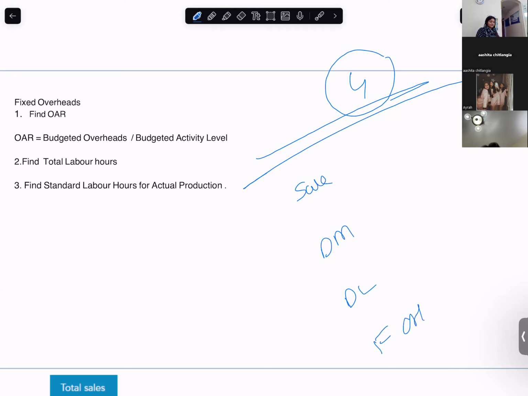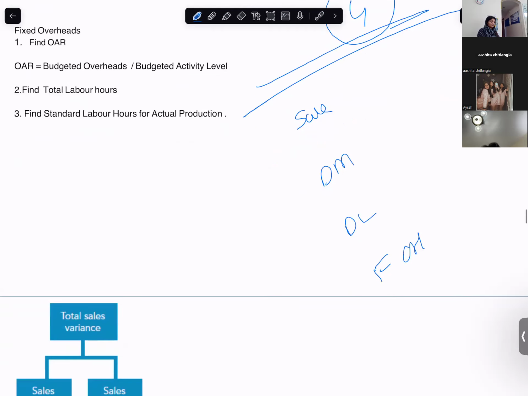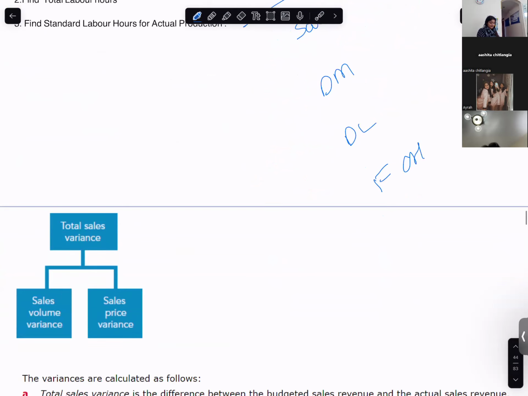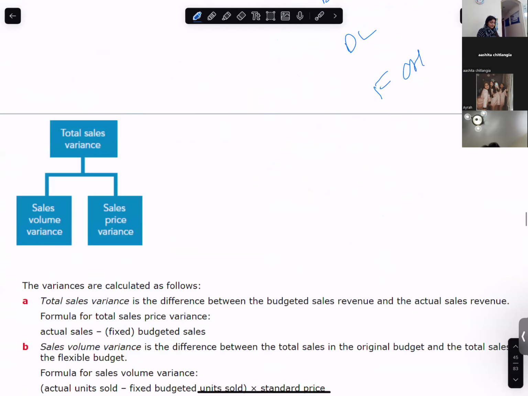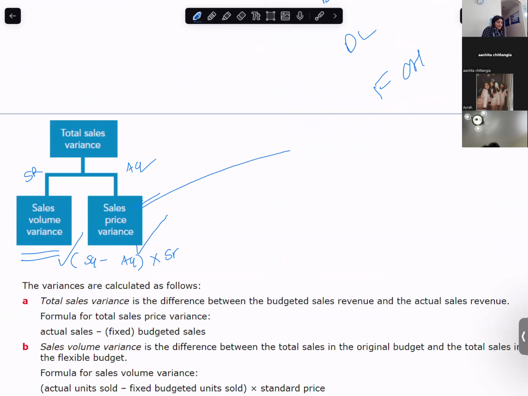Fixed overheads. Sales would be what? Sales volume variance, sales rate variance. What is the formula for sales volume variance? Standard quantity minus actual quantity into standard rate. What is the formula for sales price variance? Standard rate minus actual rate into actual quantity.